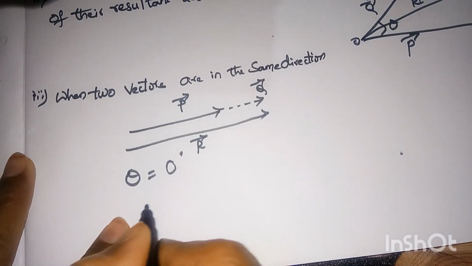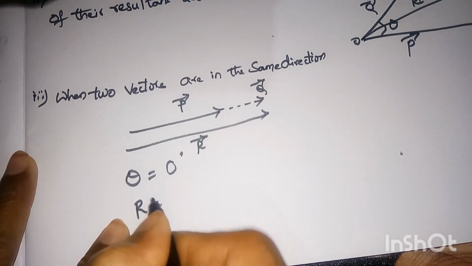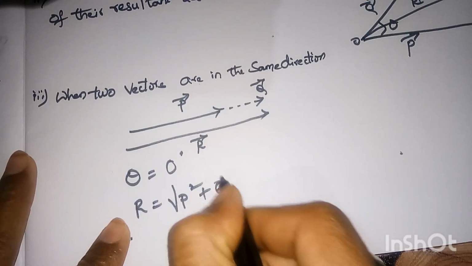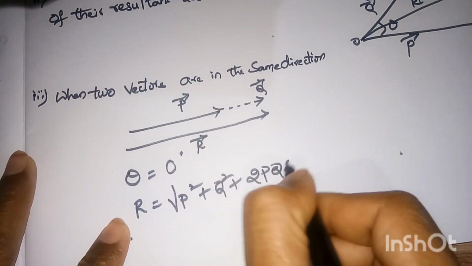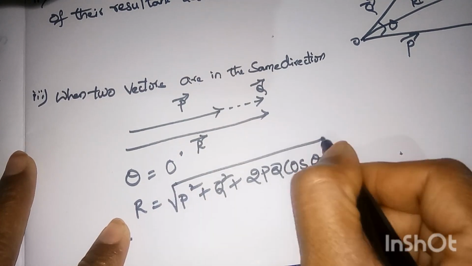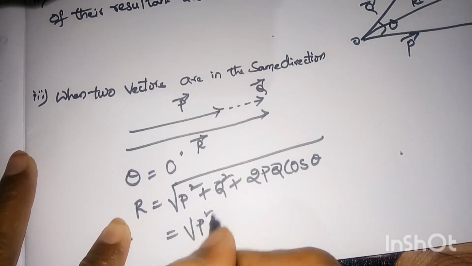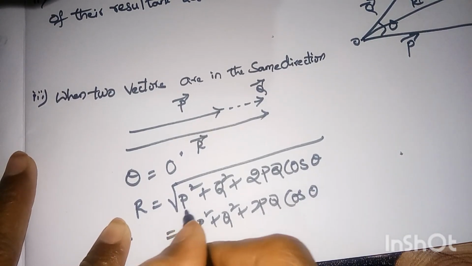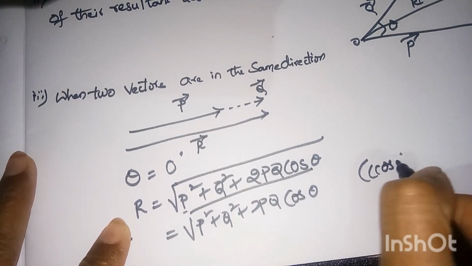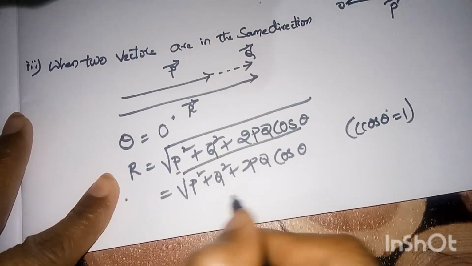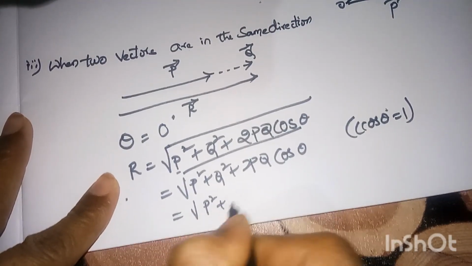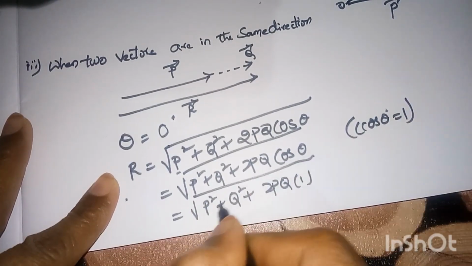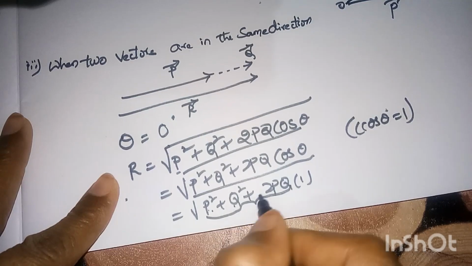Then we can find the resultant R equals under root P square plus Q square plus 2PQ cos theta. Substitute the theta value here: plus 2PQ cos 0. What is the cos 0 value? Cos 0 value is 1. So substituting here, P square plus Q square plus 2PQ into 1. You can see here, this can be written as P plus Q whole square.